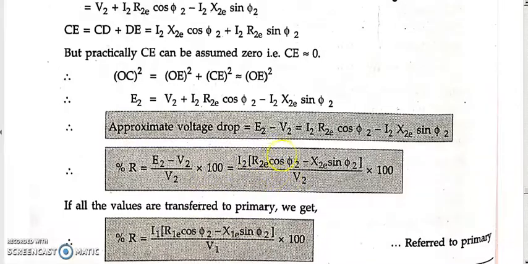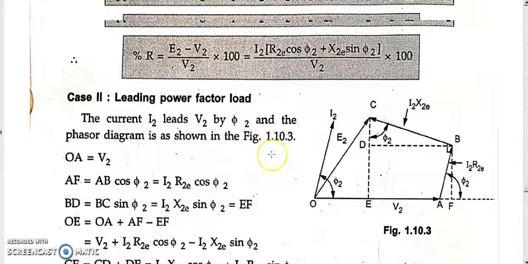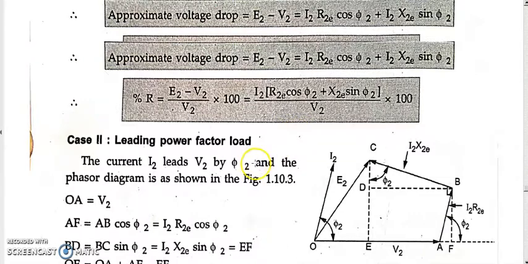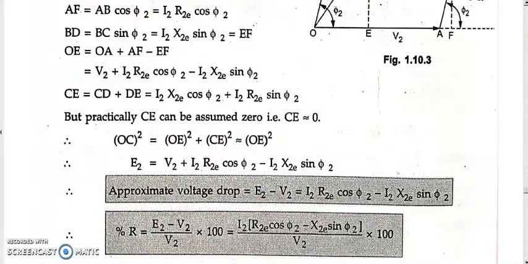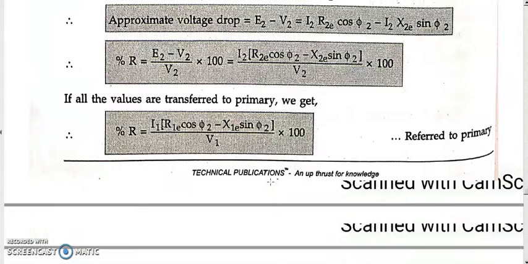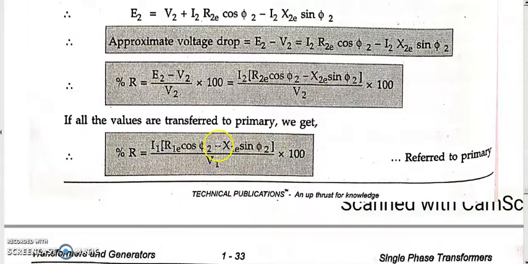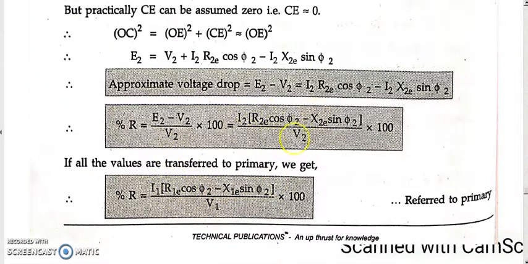So whatever voltage regulation we discussed, with respect to leading as well as lagging, was with respect to the secondary, when referred to the secondary. But what we can do here is we can also transfer the quantities from secondary to primary. Whatever equations we got are in terms of the secondary. If you want, you can transfer to the primary. Everything will remain same, only 2 will be replaced by 1. It may be leading or lagging. You can see 2 is replaced by 1 here. I1 cos phi 2 sin phi 2.